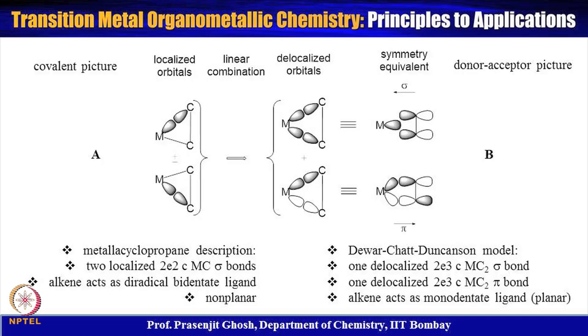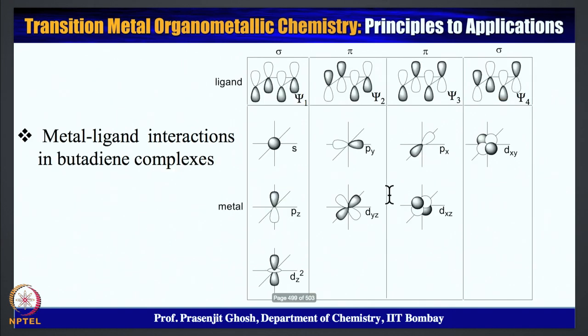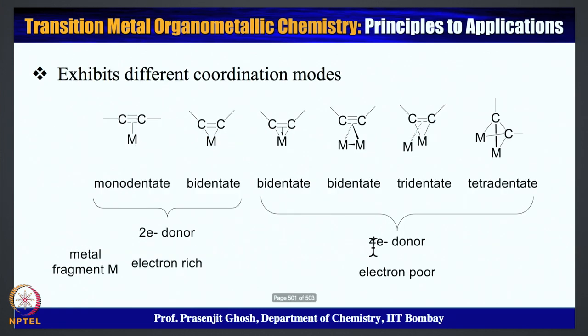We have looked at how the orbital interaction of the metal orbital with the ligand orbital takes shape in explaining the Dewar-Chatt-Duncanson model. Moving on from olefin, we have looked at diolefin complexes like butadiene, and how the ligand orbital interacts with various forms of metal orbital, and then we have looked mainly at the alkyne type complexes, particularly with respect to cyclo-oligomerization reactions of acetylene.